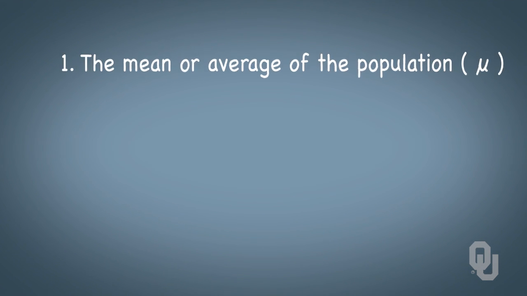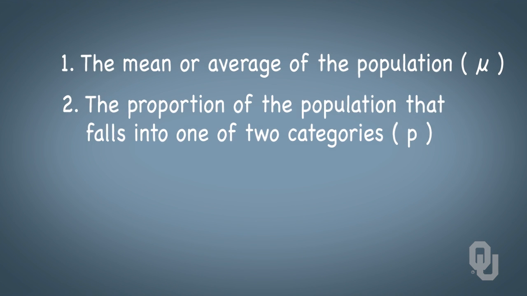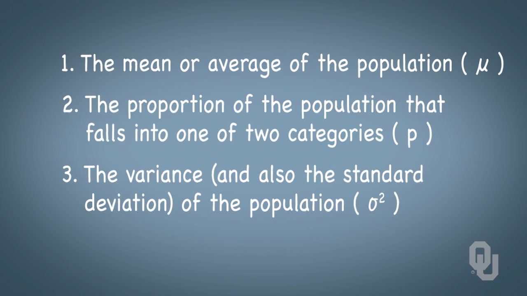We discussed 3 population parameters that we may want to estimate: the mean or average of the population, the proportion of the population that falls into one of 2 categories, and the variance and also the standard deviation of the population. With respect to estimating a population mean, we found that there are 2 scenarios that we might face. One where the population standard deviation, sigma, is known, and the other where sigma is unknown.